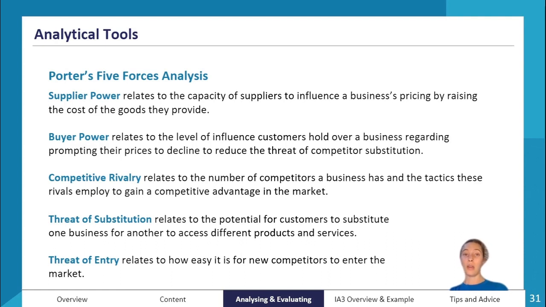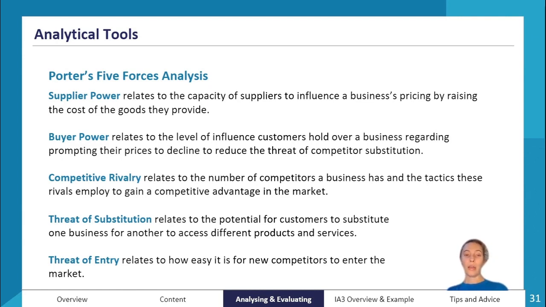On the other hand, if a business is really niche, it offers something that other businesses want, but no one else provides, then it's going to have far more supplier power because the other businesses don't have any other options. They can't choose to go elsewhere. And so they're at the mercy of that business and the way that it chooses to price its goods.